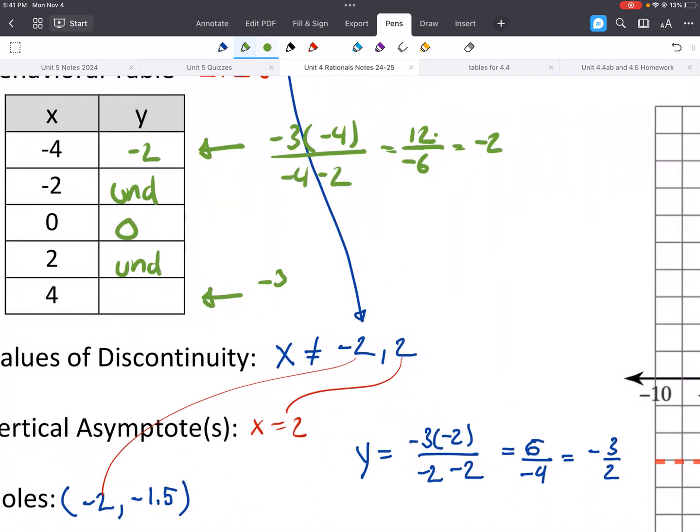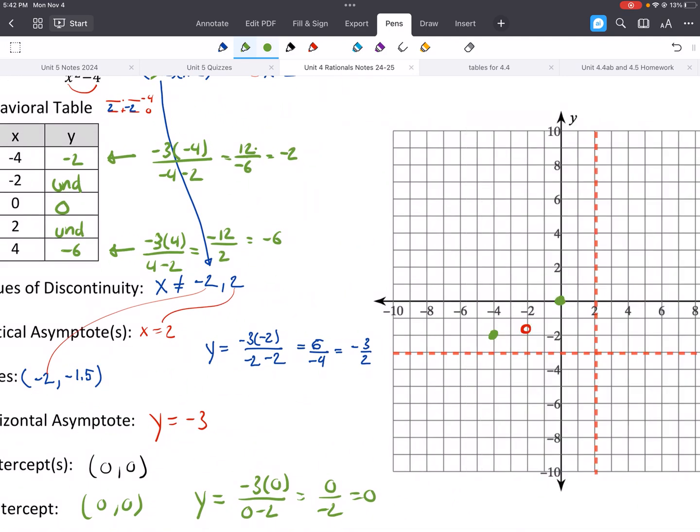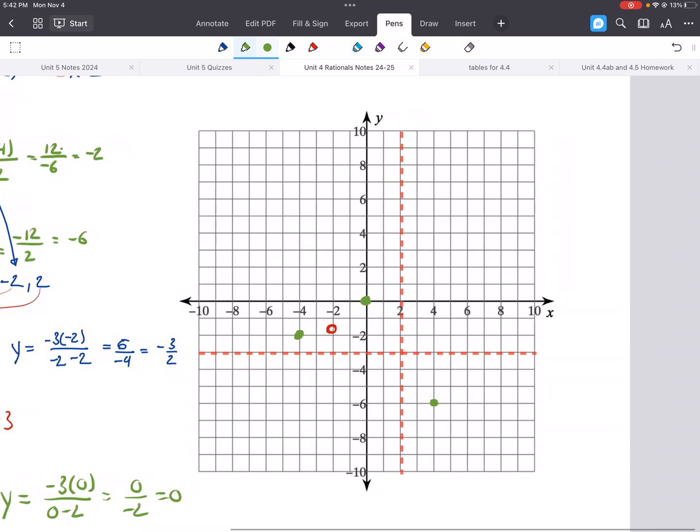So negative 3 times 4 over 4 minus 2. And we'll get what? Negative 12 over 2, which is negative 6. So we'll plot that for negative 6. Okay, and I think we have enough information to be able to do a sketch of what's happening.